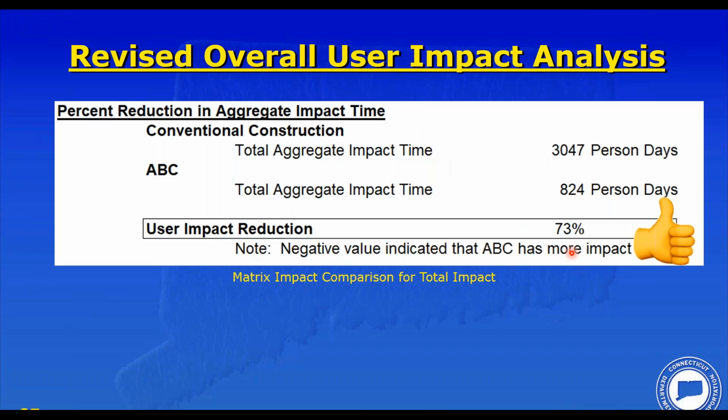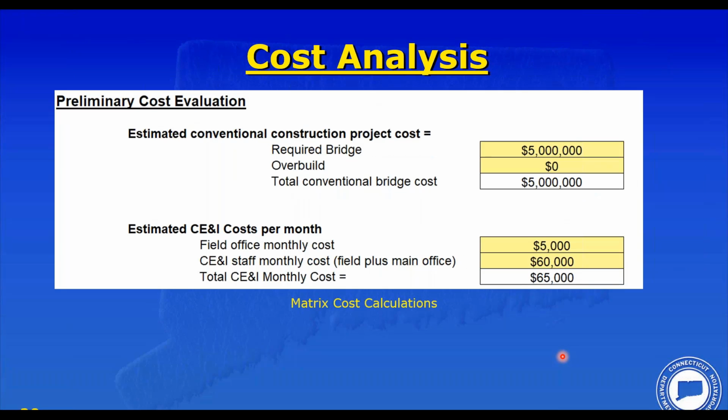The result with this now is ABC is a positive result now, that there is less impact to ABC when compared to conventional construction by a factor of 73%. So let's work our way through the rest of the matrix now that we've made a decision that this is the preferred way to build the bridge, which is detouring traffic down the ramps for I-395 and keeping Route 85 open with a signal. As Tim mentioned before, cost evaluation is a big part of the Connecticut DOT matrix.